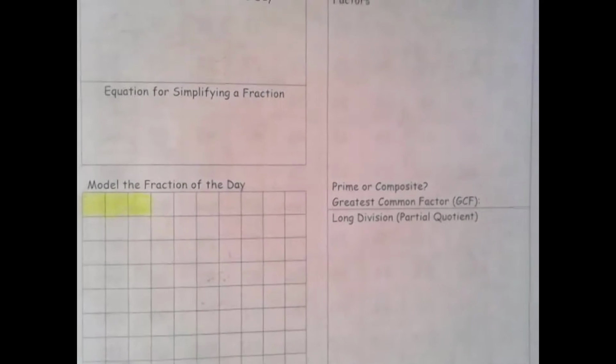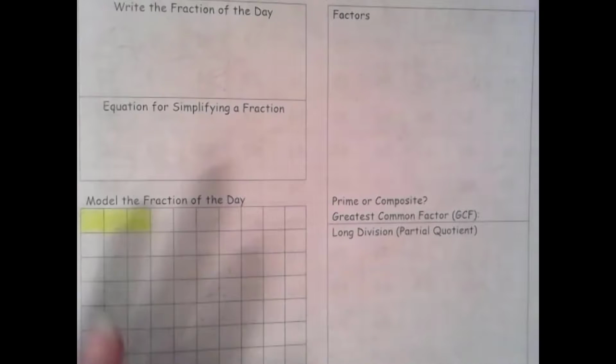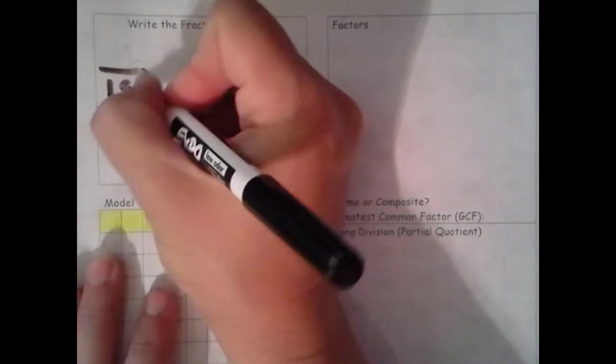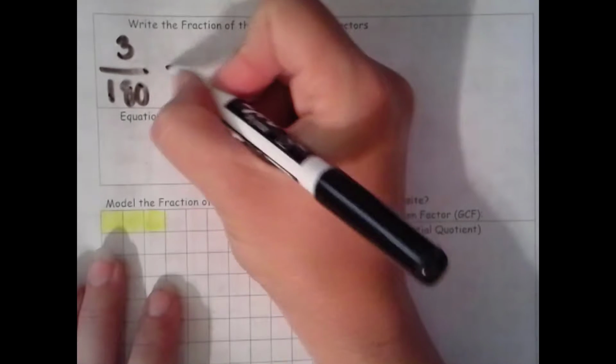So today's fraction we're starting with is, well, our denominator is our total amount of school days in a year, which is 180. And we are currently on day 3.